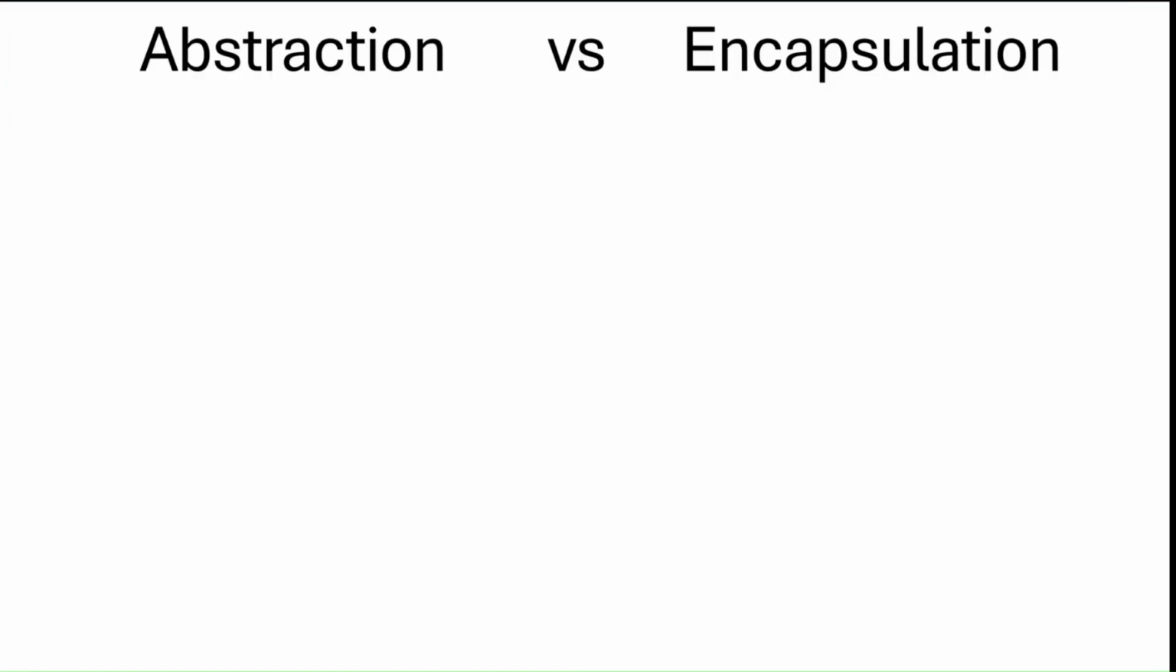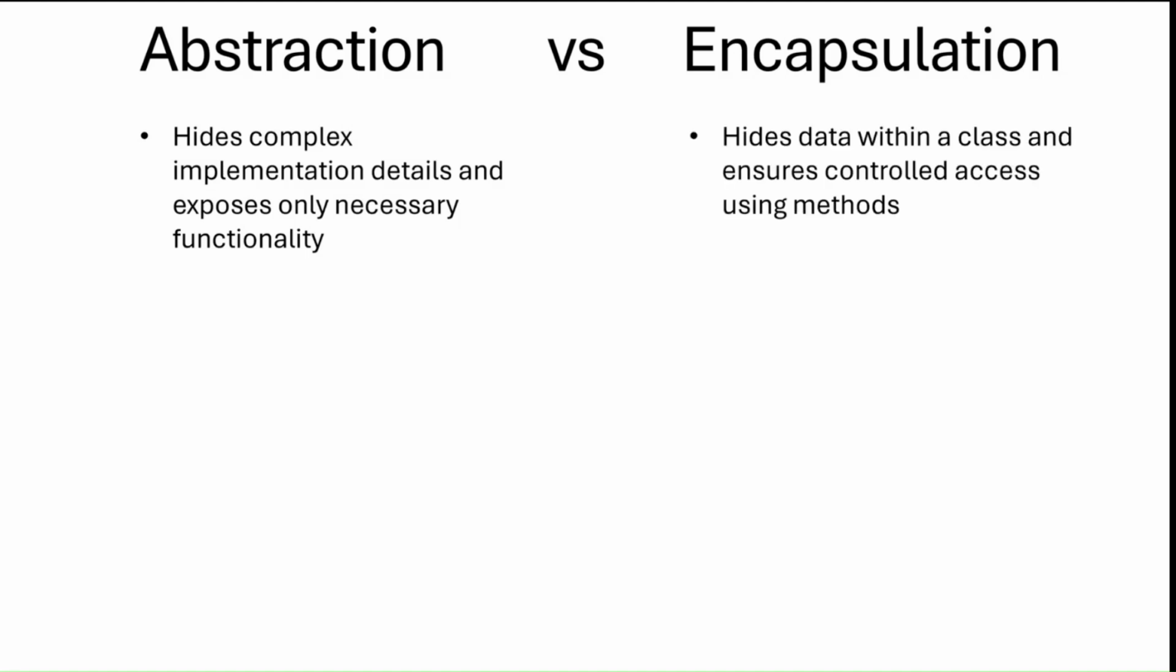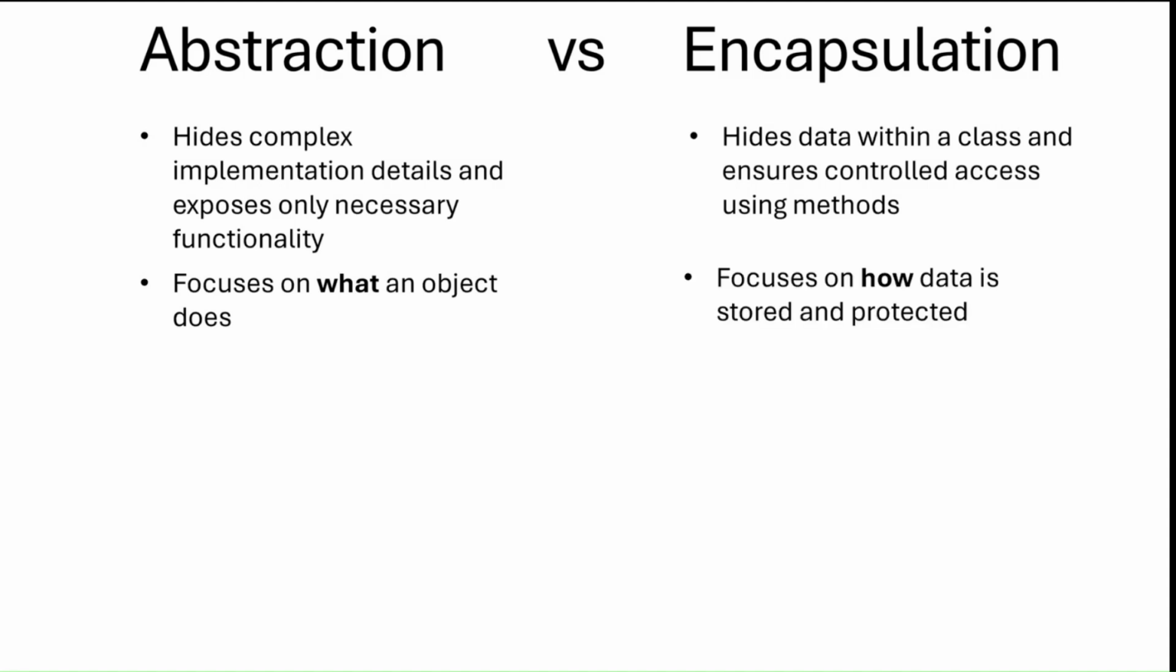Let's understand that. Abstraction hides the complex implementation details and exposes only the necessary functionality, like the smartphone touchscreen. Encapsulation hides the data within the class and ensures controlled access using methods. So encapsulation works towards data hiding or data security to maintain data integrity. Abstraction focuses on what an object does, but encapsulation focuses on how the data is stored or handled to protect it using different access levels.